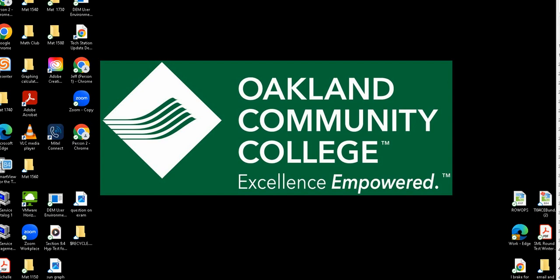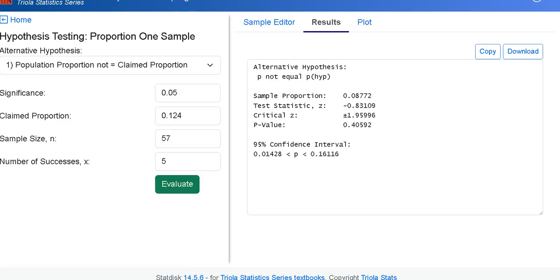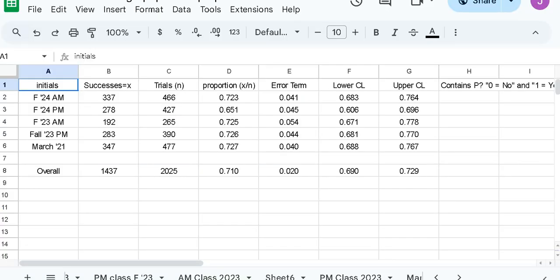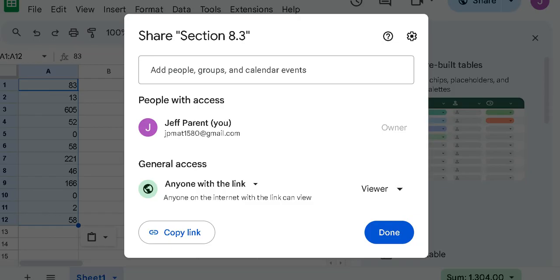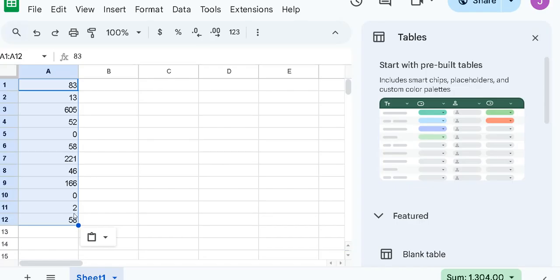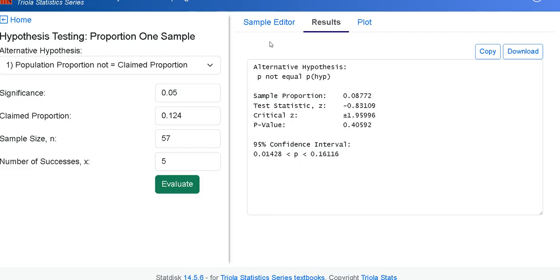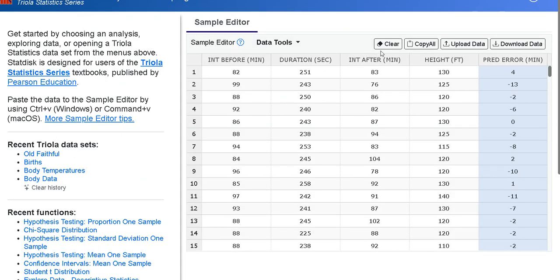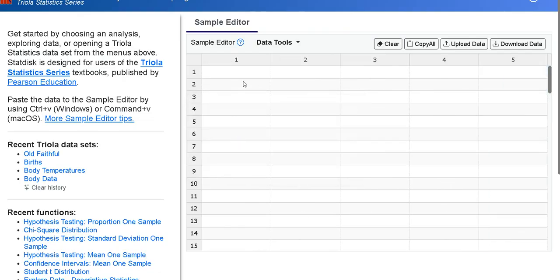Do a histogram. Now I did put a link to the data set on D2L. If you wanted to pop that up there, you can open it up into a little Google Sheet document and then copy it over and paste it into StatDisk. So let me just do that here. Let's clear out this stuff here. Yeah, I want to clear that out. Paste it in. So there's a few things that you can do to decide if it's normally distributed.